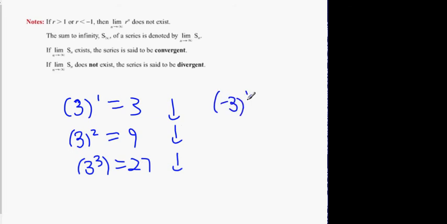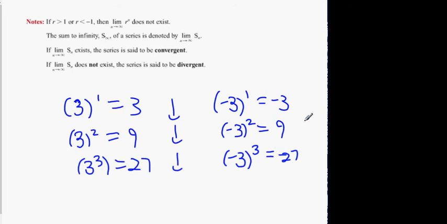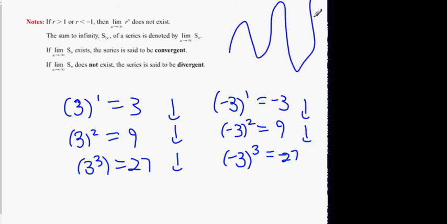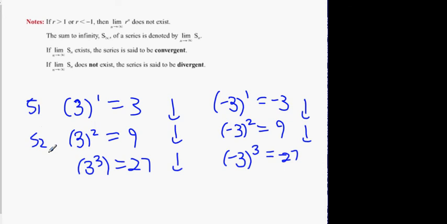Likewise, minus 3 to the power 1 is minus 3, minus 3 to the power 2 is 9, minus 3 to the power 3 is minus 27. It alternates signs, but still ultimately going further and further away from 0. Okay? So what we say is that the sum to infinity, if you were to get that's S1, that'd be S2, that'd be S3, is when we're adding plenty of terms. You can see that this is going to be a very large number that won't stop.